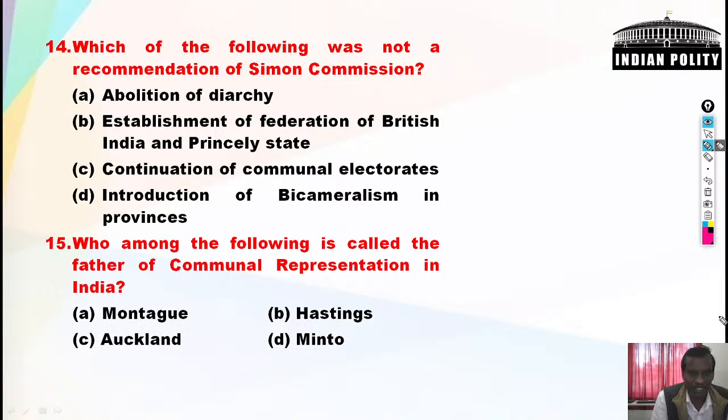This was said for abolition of diarchy, it was said for federation, and it was also said for continuation of communal electorate. What will be the answer to 14? Anyone can answer? Question number 14. I'm waiting. Anyone? Which of the following was not a recommendation of the Simon Commission? That is 1927. It was recommended. It submitted its recommendations in 1930.